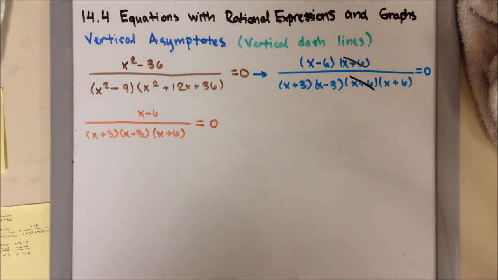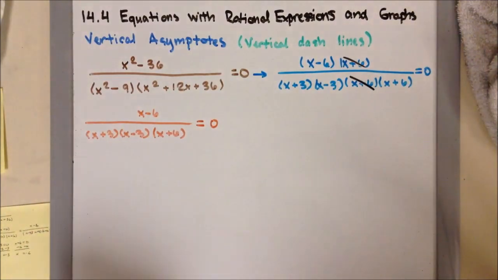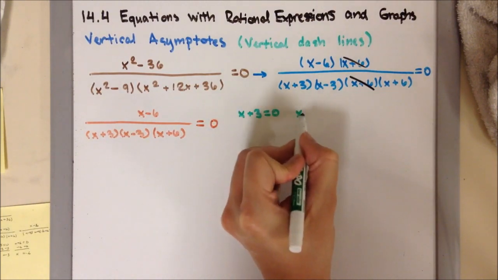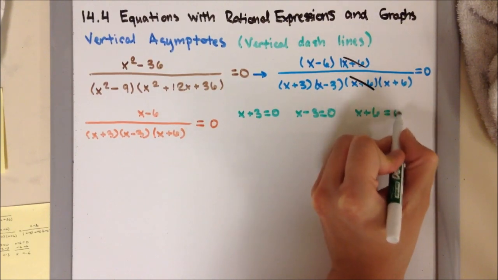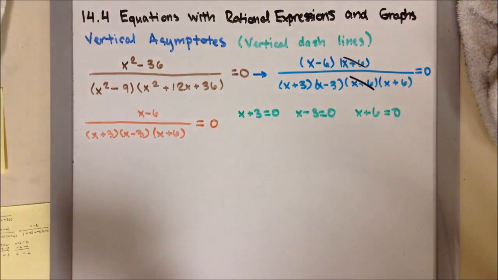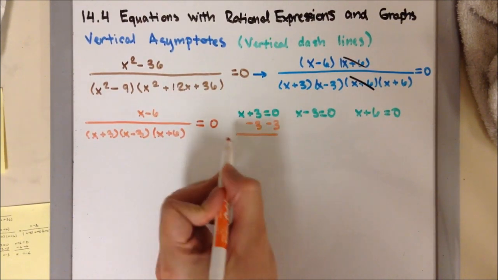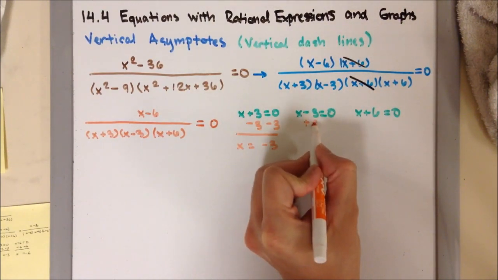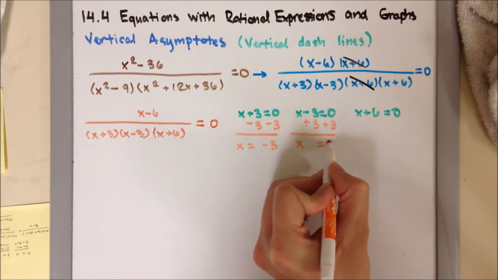Step 3 is to set each denominator factor equal to 0. So let's do that. X plus 3 equal to 0. X minus 3 equal to 0. X plus 6 equal to 0. So let's solve for each x. In the first one, I'm going to subtract 3 on both sides, so I can cancel out the plus 3. And I'm going to have x equal negative 3. In the next one, I'm going to add 3 to both sides to cancel out minus 3. So I'm going to get x equals positive 3.